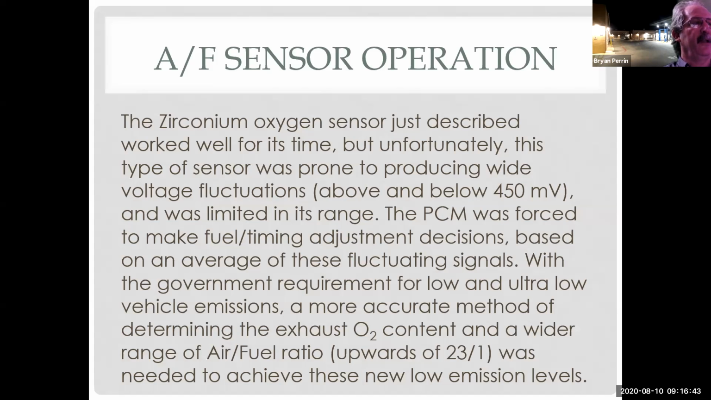With the government regulation requirement for low and ultra low emission vehicles, a more accurate method was developed to measure the exhaust content in a wider range, upwards of 23:1. So an air fuel ratio sensor will accurately measure the mixture from about 10:1 all the way up to 23:1. So a much wider range, which is why it has that wide range or air fuel ratio sensor name.